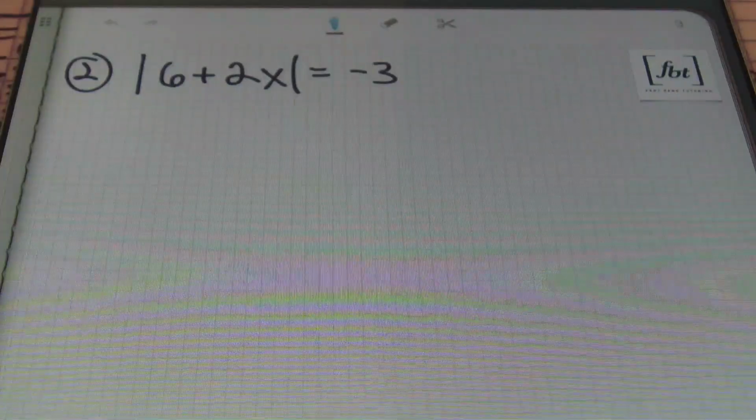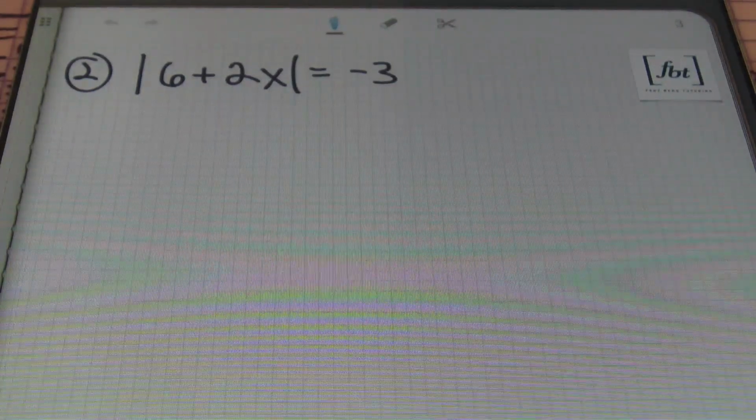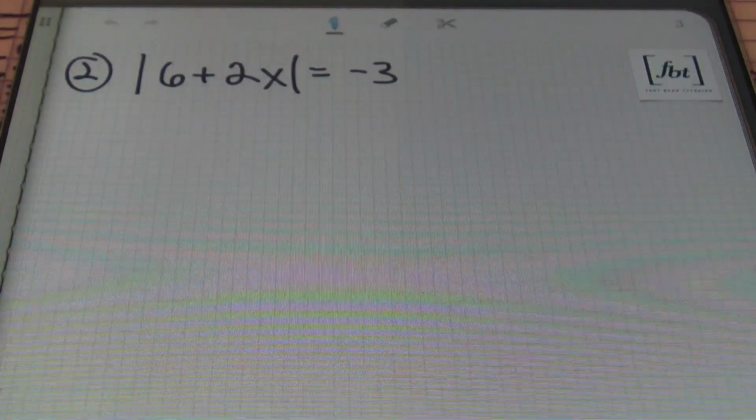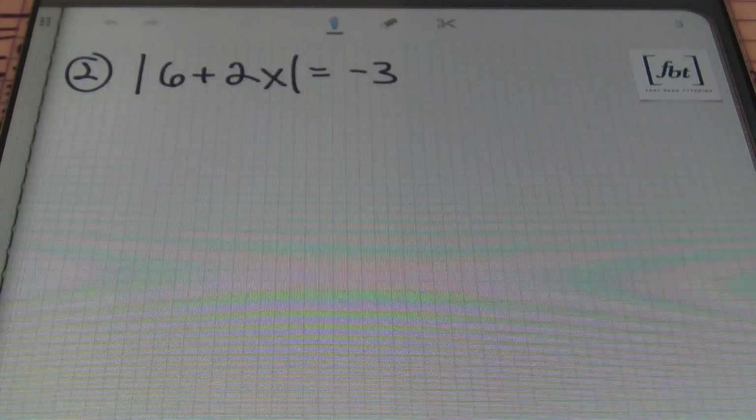In problem number 2, we have the absolute value of 6 plus 2x equals -3. Right away, ladies and gentlemen, we notice that the first step has been done.